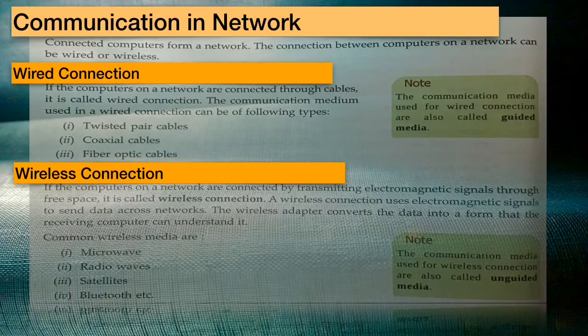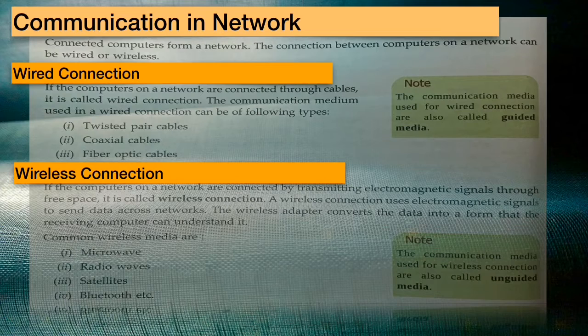Communication network. The connected computers form a network. The connection between two computers on a network can be wired or wireless. There are basically two types of connectivity which can form a network. The first one is the wired connection and the second one is the wireless connection. Let's discuss the wired connections. If the computers on a network are connected through cables and wires, it is called a wired connection.